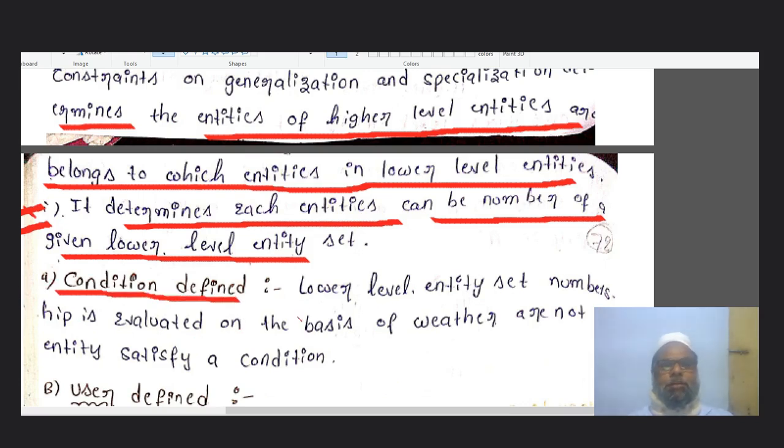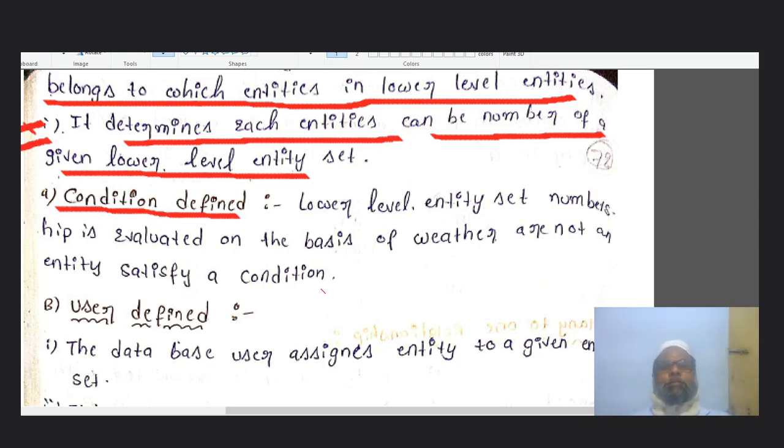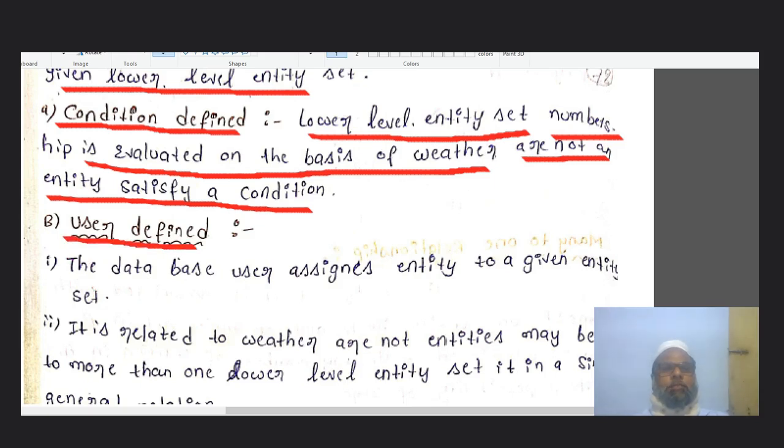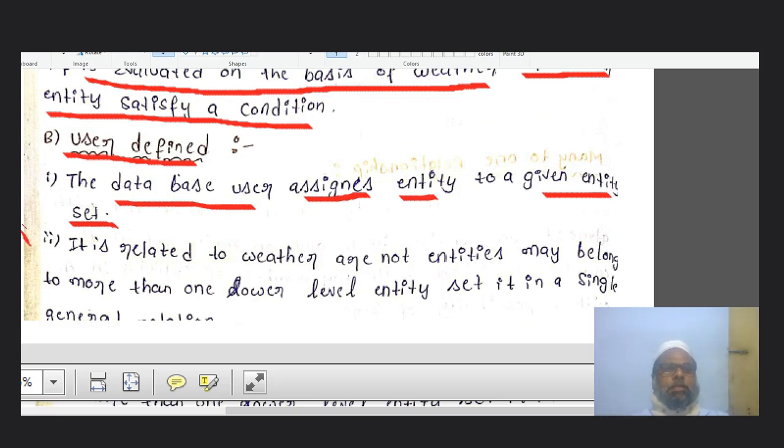The first one is condition defined. In condition defined, the lower level entity set membership is evaluated on the basis of whether or not an entity satisfies a given condition. If the condition is satisfied, the entity will be assigned to the particular lower level entity set. The second one is user defined. In user defined, the database user directly assigns the entity to a given lower level entity set. Next, type 2 of the generalization and specialization constraints.